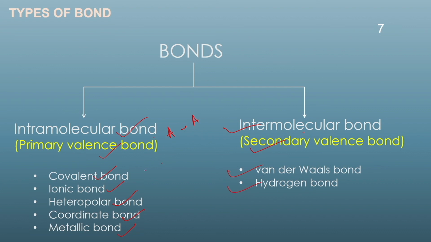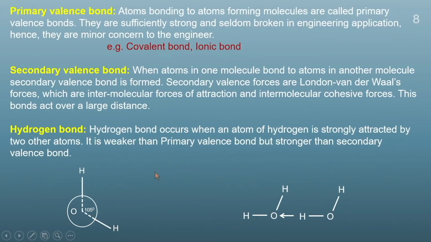Mostly the primary valence bonds are stronger in comparison to secondary valence bonds, and for any engineering practice, since these bonds are very strong, they are hard to remove in the field. Therefore, engineers are least concerned about the primary valence bond. Mostly they are concerned about the secondary valence bond because it is weaker than the primary valence bond. So, we will focus more on the secondary valence bond in this study.